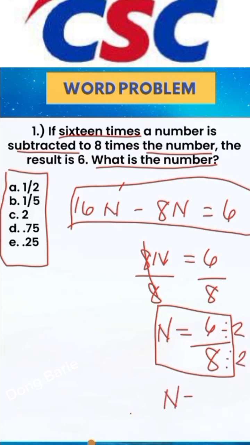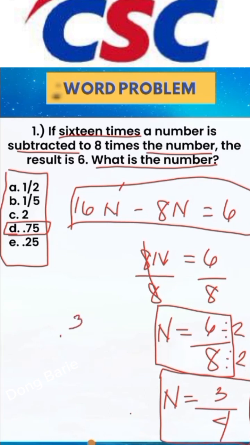N is equal to 6 divided by 2 is 3. 8 divided by 2 is 4. So, 3/4. Okay. Wala pa rin po dyan sa choices. But pag sinabing 3/4, automatically 0.75 yan. Okay. Pero pag hindi pa rin po ninyo makuha, divide lang po natin yung 3 sa 4.